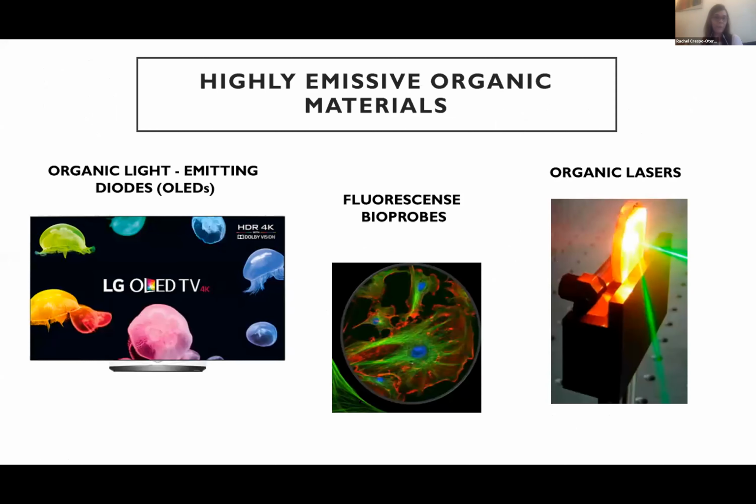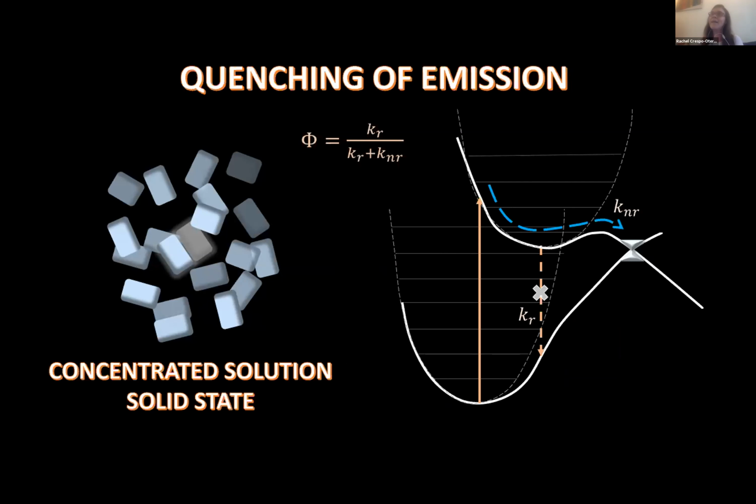We are talking about highly emissive organic materials that are very useful for many applications, like OLEDs, fluorescence bioprobes or organic lasers. All of these applications require materials with a high emissive response. A problem in the case of organic molecules is that in many cases, when you aggregate them, you form stable pi-pi interactions or stabilized charge transfer states. And as a result, you have quenching of emission.